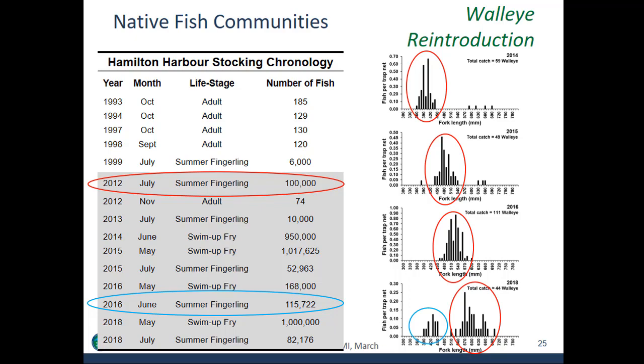2018 would have been the first year we would see those in our assessment, and we were happy to detect them, although not as high a detection as that 2012 year class. So early signs of success for the restoration of walleye in Hamilton Harbour.